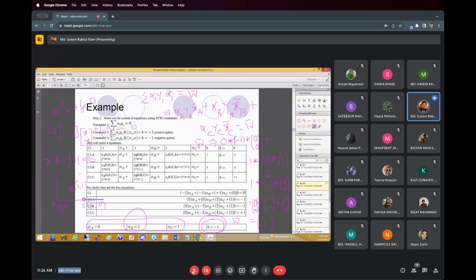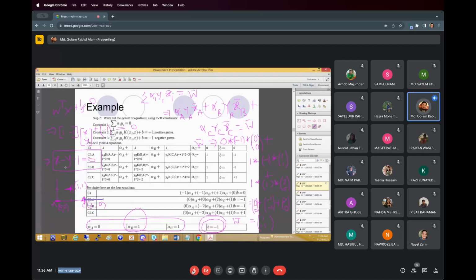Now we can see where the hyperplane is. A and B are negative, and C is positive. So the hyperplane should be placed in the middle between these. Now we can say the hyperplane equation is this one: x minus y minus 1 equals 0.